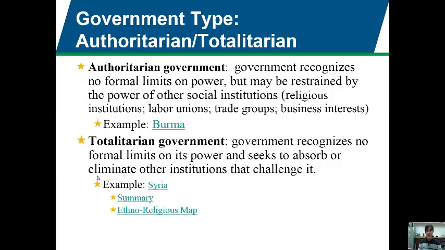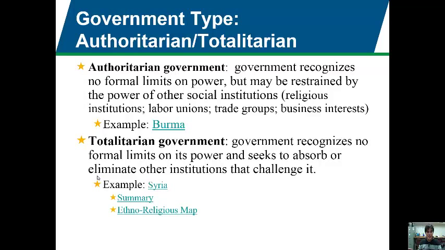Then there's a totalitarian government, where the government recognizes no formal limits on its power and seeks to absorb or eliminate other institutions that challenge it. So totalitarian, much like authoritarian, has this dictator-type figure, but the government recognizes no formal limits on its power. So even religious institutions cannot restrain the dictator. The example I have here is Syria.